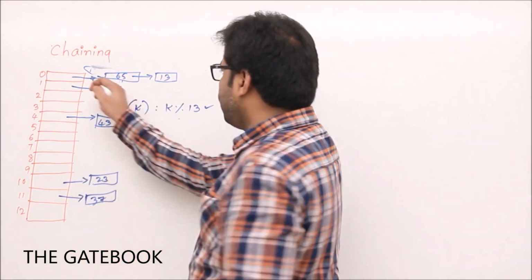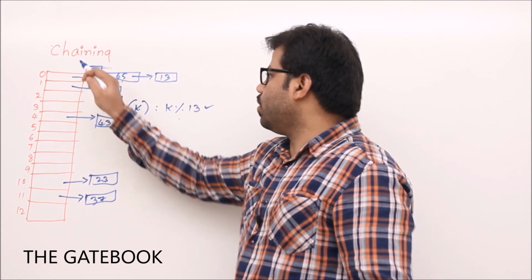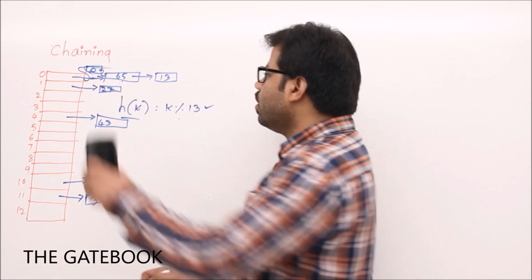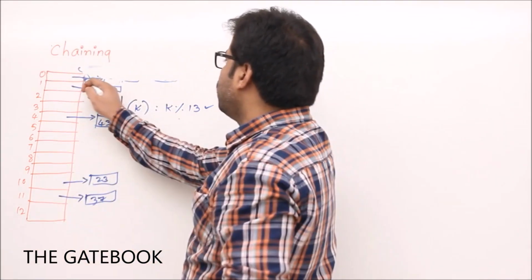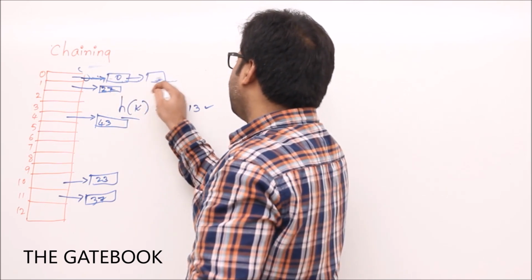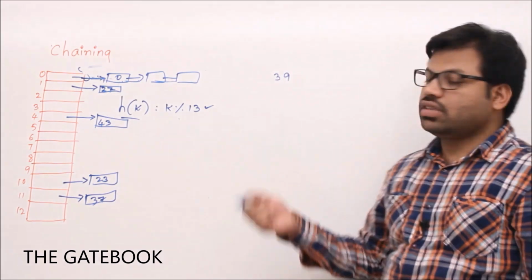39 is again divisible by 13, so the remainder is 0. Then we go here, where already two nodes are there. We create a new node for 39, link here to here and here to here. Because of that, 39 comes first, after that the other two, as we know. So this will be the idea about chaining.